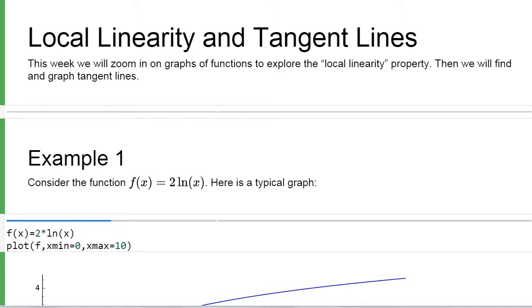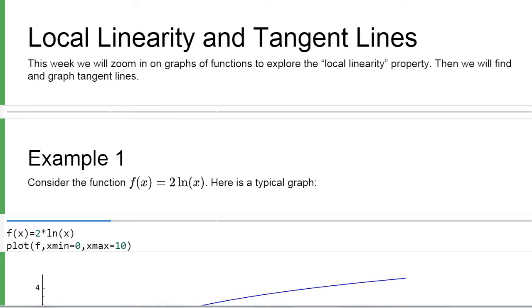In this video, we're going to talk about local linearity and tangent lines. So the local linearity property is the idea that when you get really close to the graph of a function, you can zoom in a long ways, the graph starts looking like a straight line. Instead of a curve or some wiggly line, it looks straight.